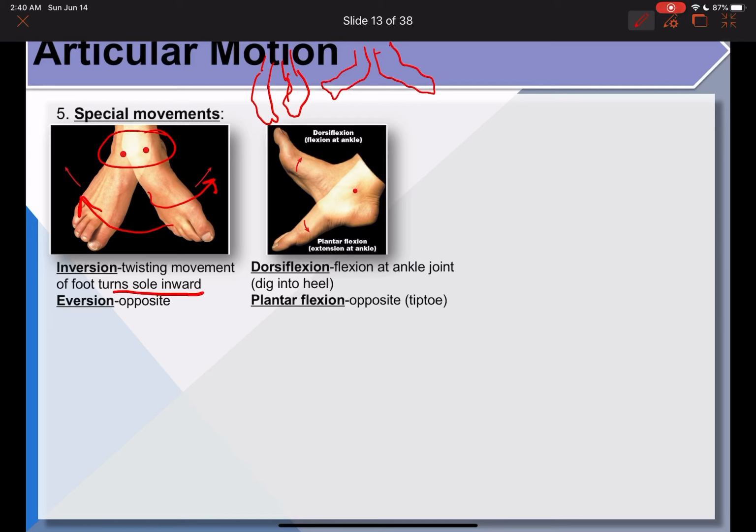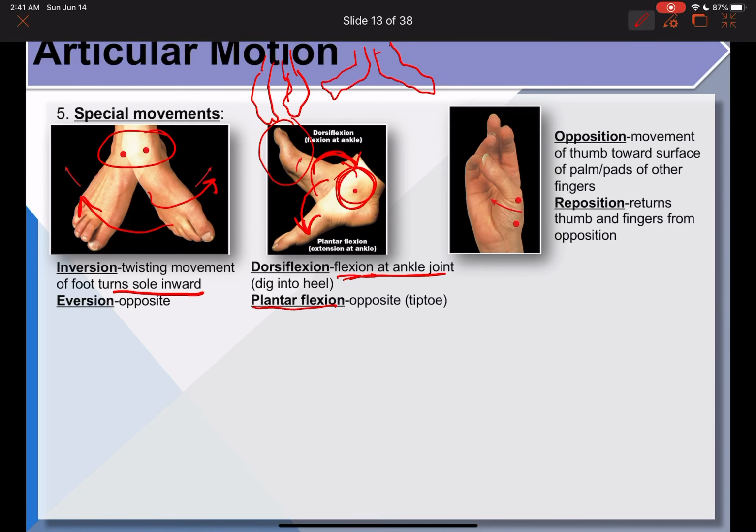Dorsiflexion versus plantar flexion. So dorsiflexion, you're talking about a flexion at the ankle joint. So here's your ankle. If it's a flexion, you're decreasing the angle between. So upwards like this, like kicking a rock, you're flipping a rock up from the ground or something, kicking your foot upwards, dorsiflexion. If you're moving your foot downwards like this, it's called plantar flexion. For example, if you're trying to do a tippy toe motion, that's a plantar flexion.